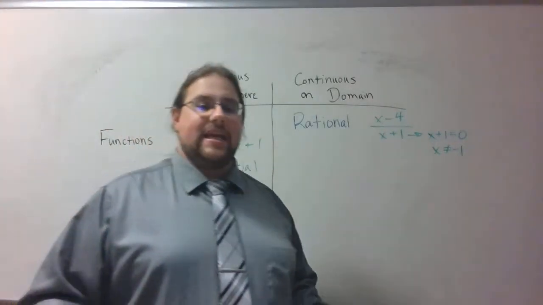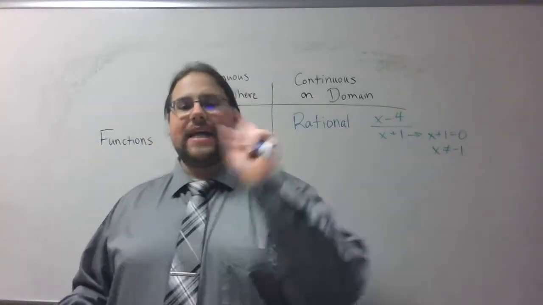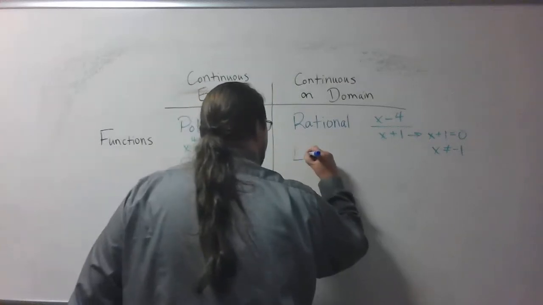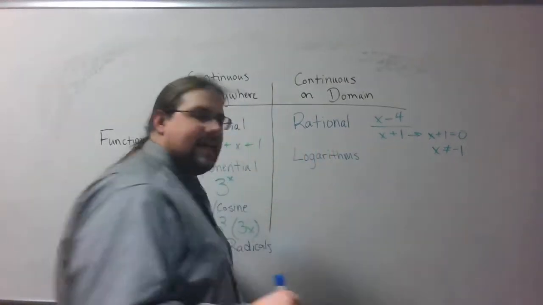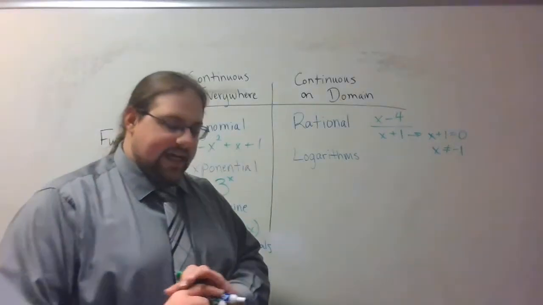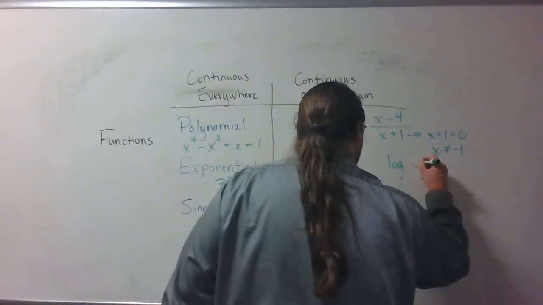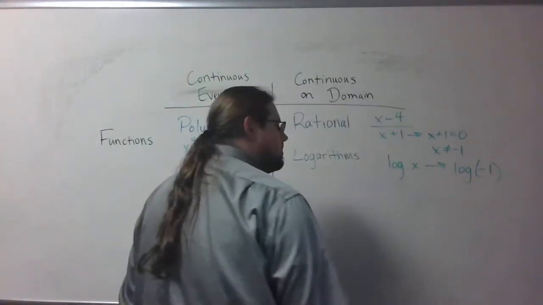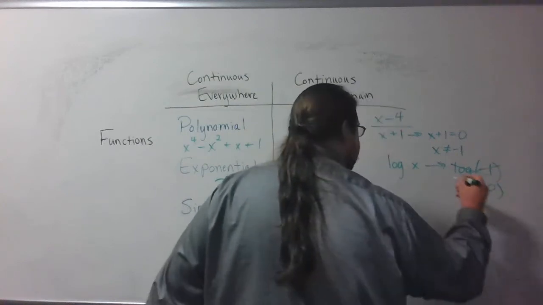So that's what I'm getting at here. Again, all you got to do, take the denominator, set it equal to 0, solve. That tells you where it's discontinuous. Let me look at another one. We've got logarithms. Logarithms are another example of functions that are not continuous everywhere. Here's the reason why. You cannot take the logarithm of -1. You can't do it. It's not going to work. You also cannot take the logarithm of 0. Can't do it. It's not going to work.